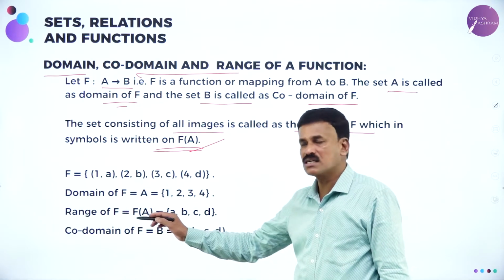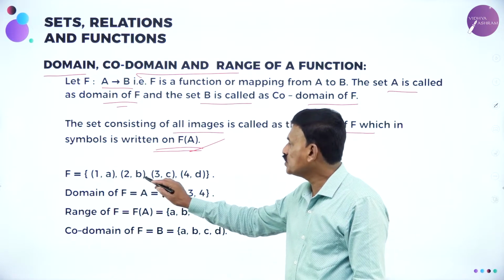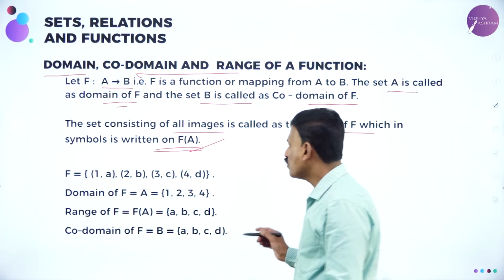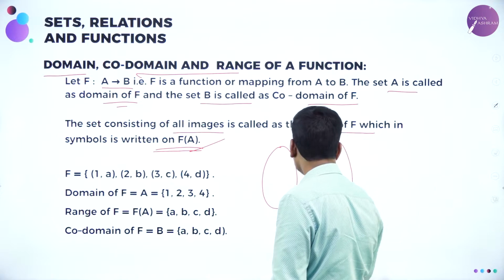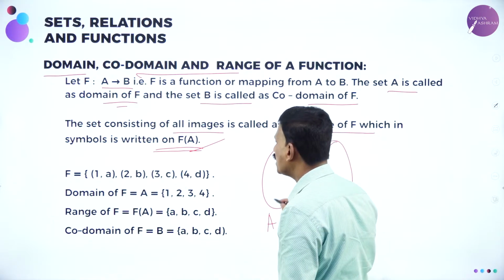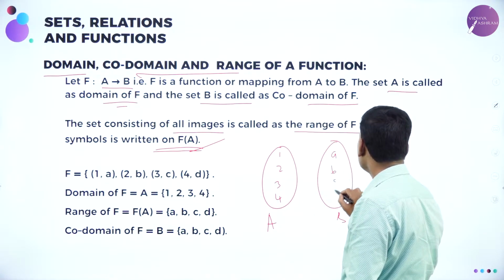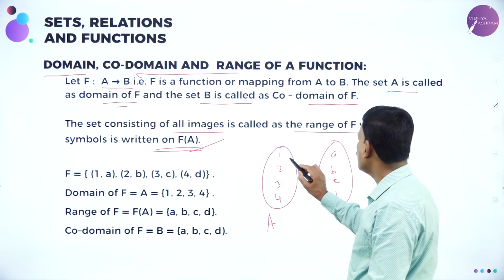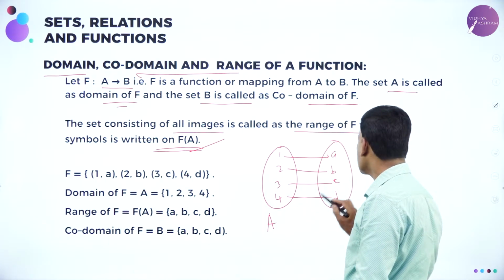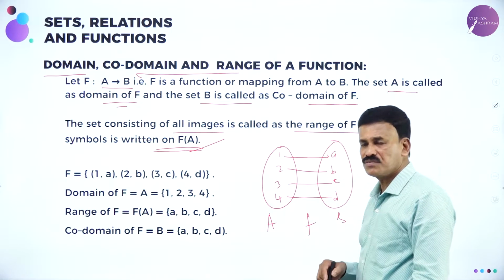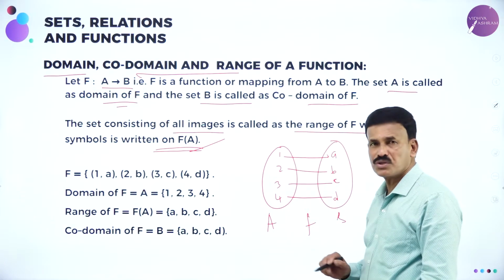Now let us consider an example. The function is given: f is equal to 1 comma a, 2 comma b, 3 comma c, 4 comma d. Let us represent this in a diagram with sets A and B. A contains 1, 2, 3, 4. Another set B contains a, b, c, d. Then what is the mapping given? 1 to a. Again 2 to b is mapped. 3 to c they have given. 4 to d. This is the function from A to B. All the elements of A are used, and there is a unique association. No element of A has been used more than one time.